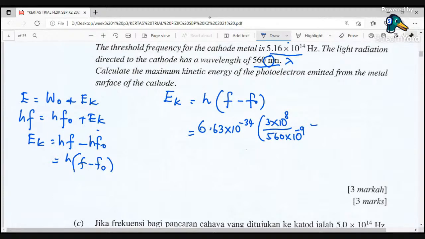Minus threshold frequency. So you calculate for this one, you will get the answer is 1.31 times 10 to the power negative 20 joule. So this is kinetic energy, maximum kinetic energy, EK.